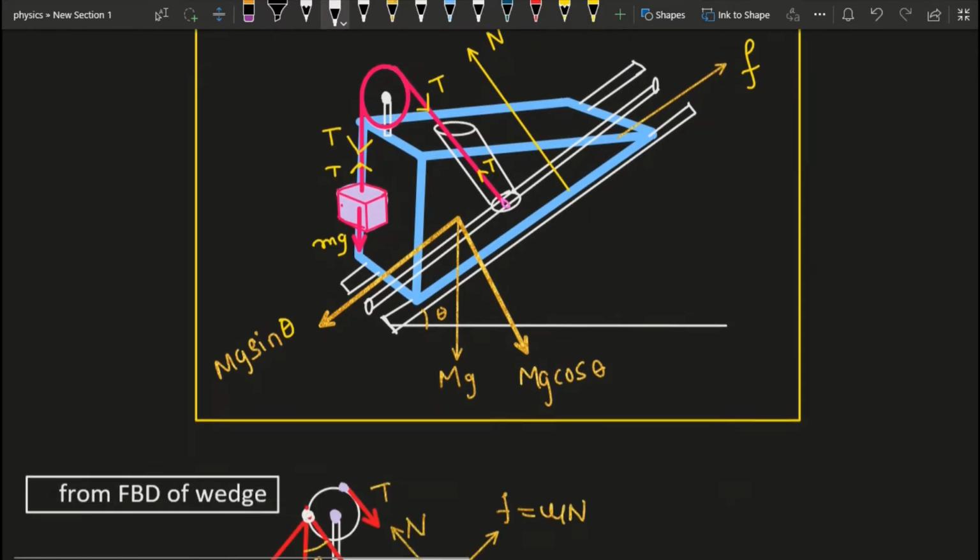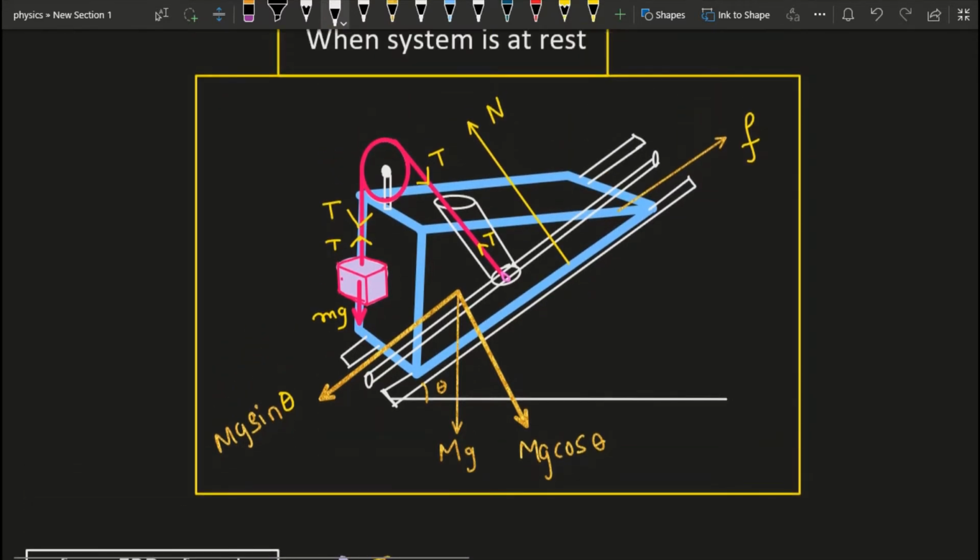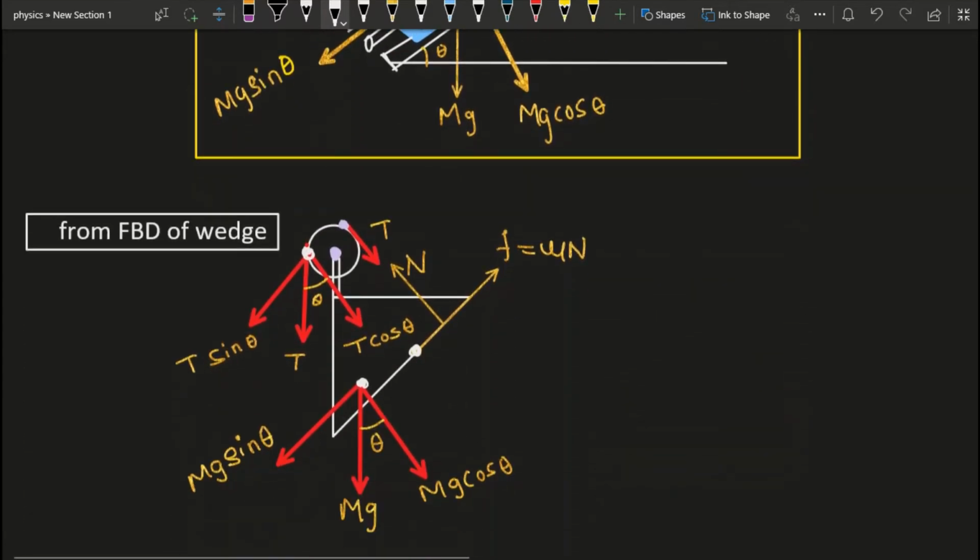Okay. So now let us see the free body diagram of the wedge. Now let us see the free body diagram of only the wedge. I am not taking the block in this situation. So now see here, this is the free body diagram of only the wedge. So these are the forces.